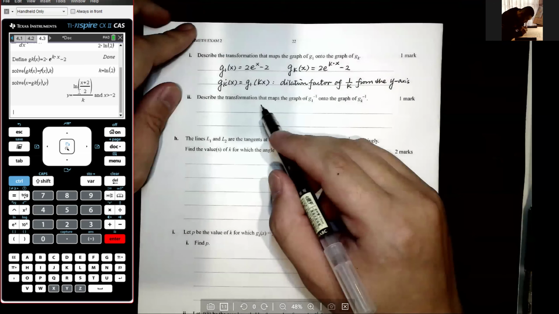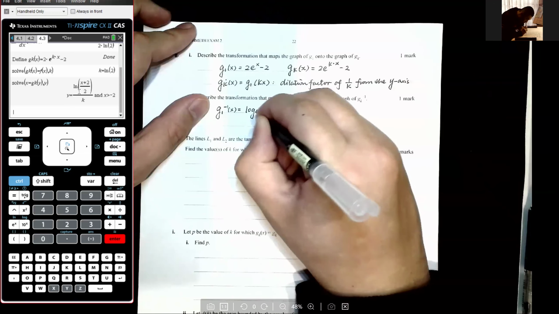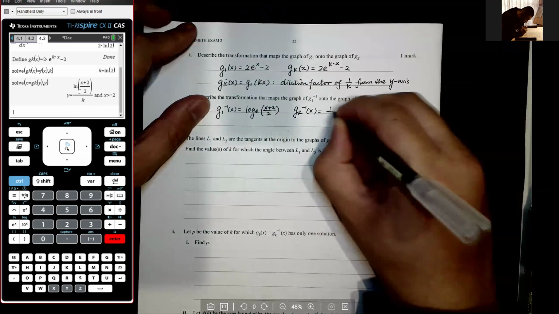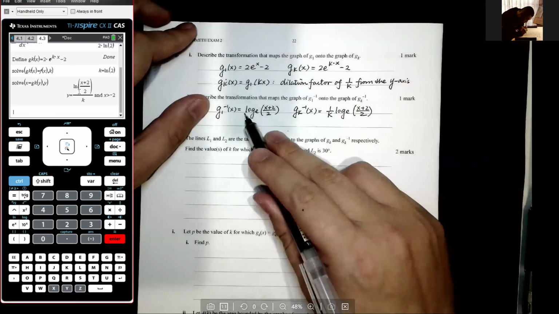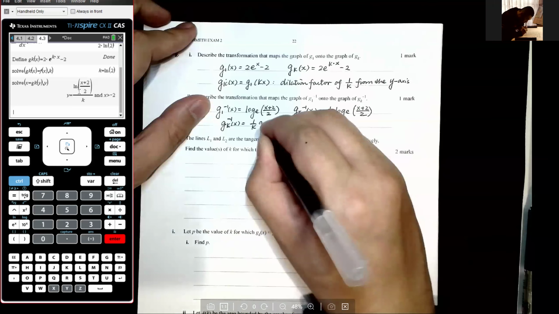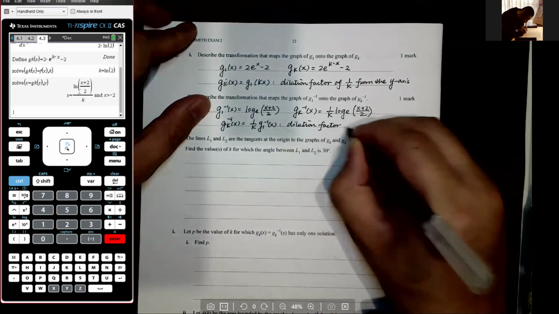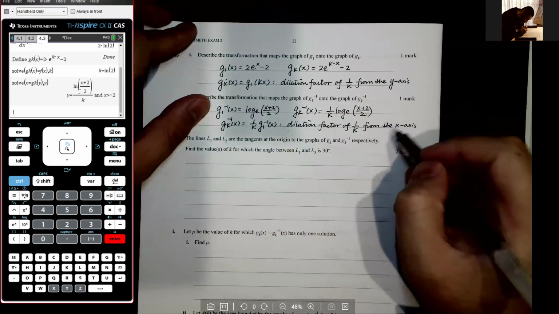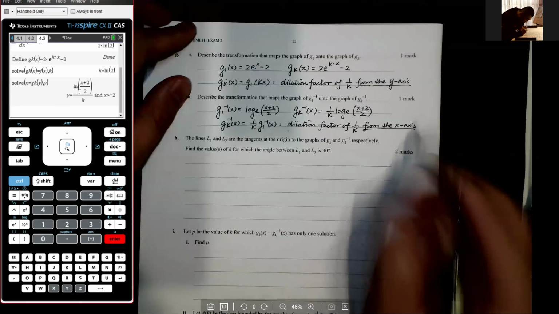And describe the transformation that maps the graph of G1 inverse. So G1 inverse of x is log e of (x plus 2) divided by 2, and Gk inverse of x is 1 over k log e of (x plus 2) divided by 2. So you can see the whole function is multiplied by 1 over k. Therefore, Gk inverse of x equals 1 over k times G1 inverse of x, a dilation factor of 1 over k from the x-axis. Or you say from the horizontal axis, okay? From the vertical axis, that's the horizontal dilation. From the x-axis, that is the vertical dilation.